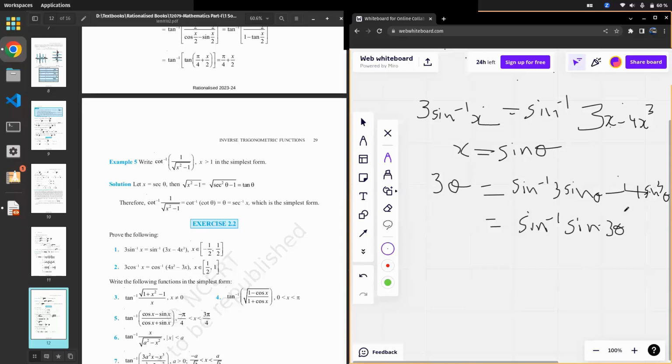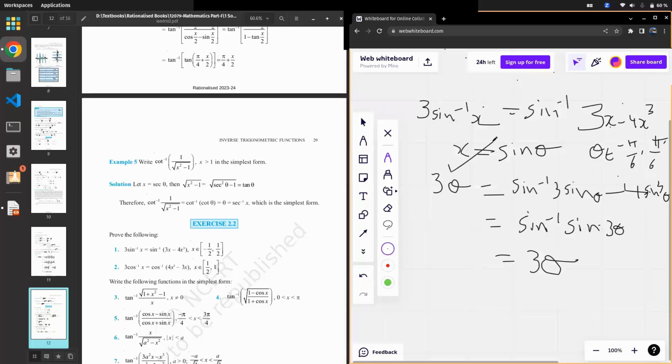Here, if you look at the domain of theta, since x belongs to minus half to half, theta belongs to minus pi by 6 to pi by 6. That implies 3 theta will be in the range of minus pi by 2 to pi by 2. And we know that sine inverse of sine alpha, where alpha belongs to minus pi by 2 to pi by 2, is simply alpha. So this will be 3 theta.